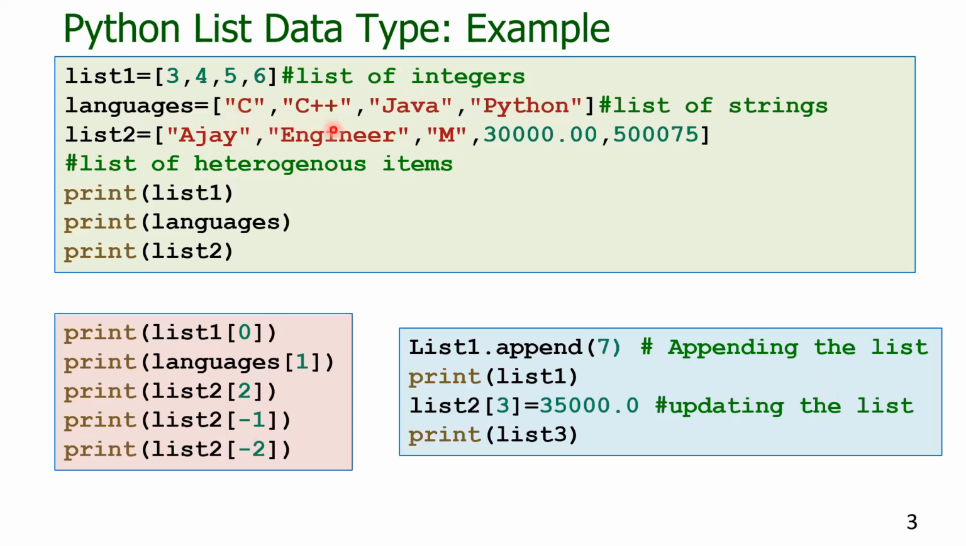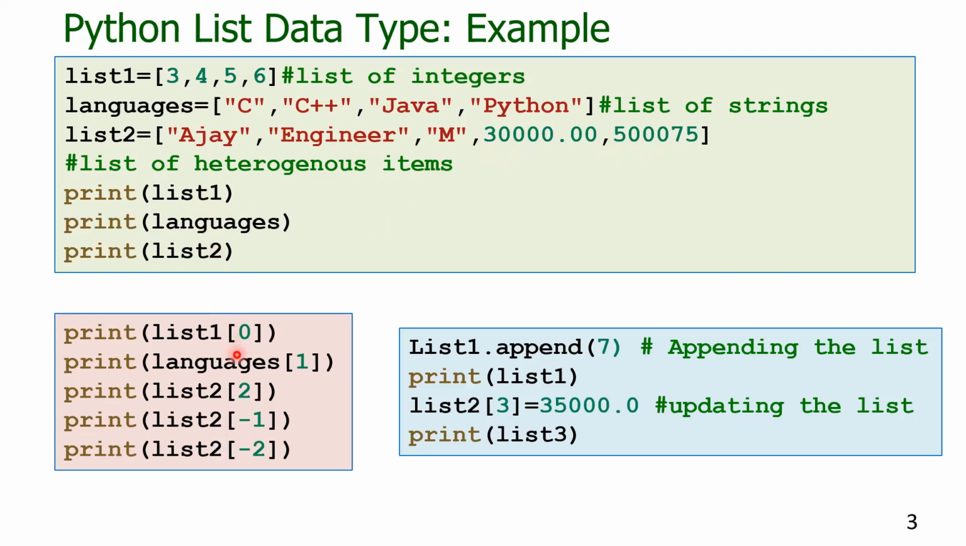Let us see an example of list data type. In this example, we are creating list 1, which is a list of integers. Languages is another list, which is a list of strings, which consists of the elements C, C++, Java and Python. List 2 is a heterogeneous list which consists of elements of different data types that may include strings, floating point data type and integers. We are printing all the lists by using the corresponding print statement and by passing the list as an argument.